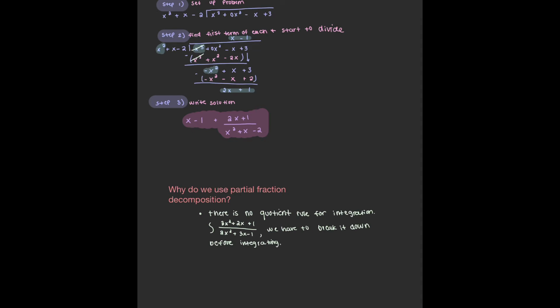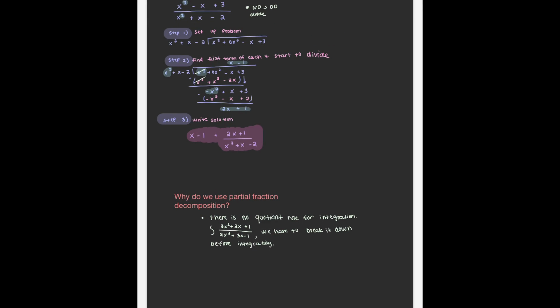Why do we even need to use partial fraction decomposition? When you're doing derivatives, we have the quotient rule. So if we were taking the derivative of x squared plus x divided by x squared plus 1, we know we can do low d high plus high d low all over low times low. And that's how you solve the derivative. But there is no quotient rule for integrals, so we have to separate it into pieces that we know how to solve. So that's why we're doing something like that.